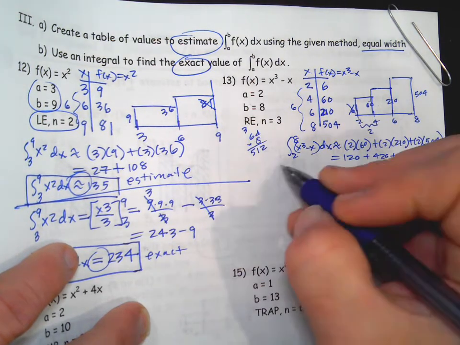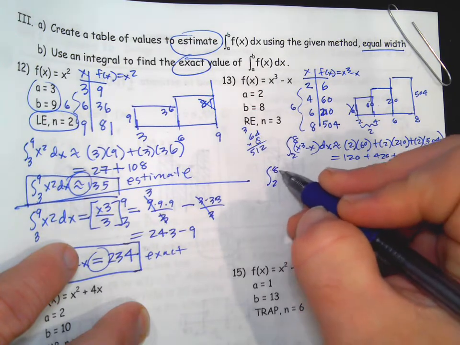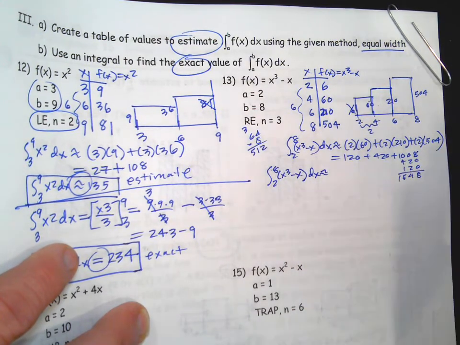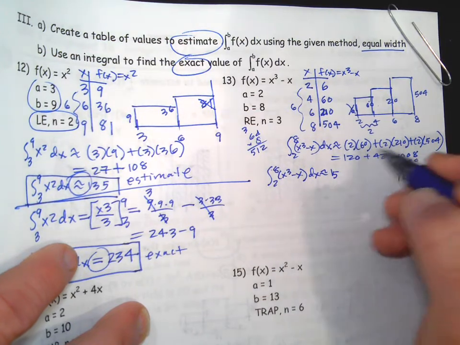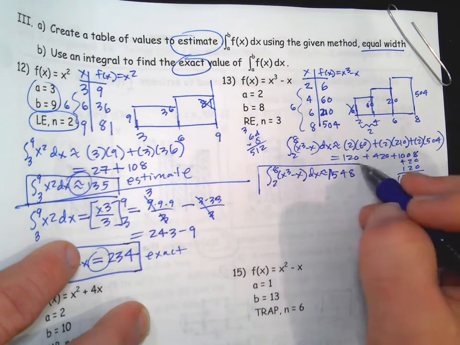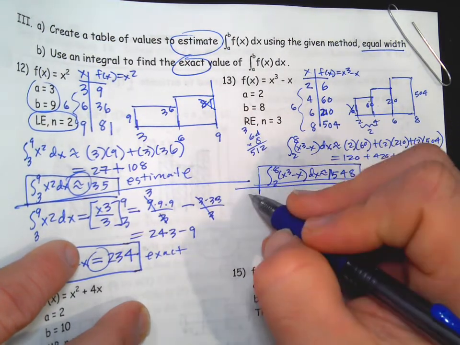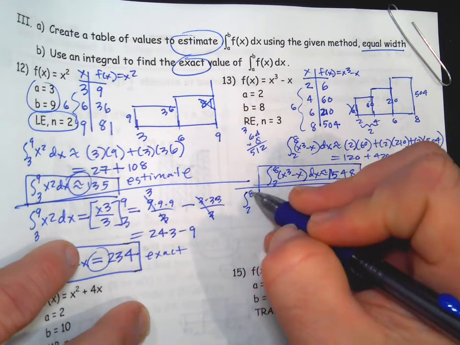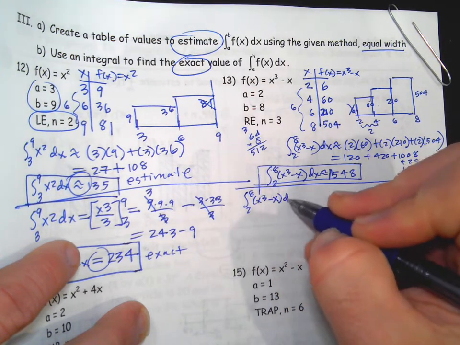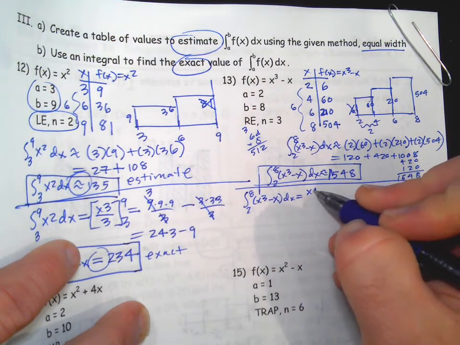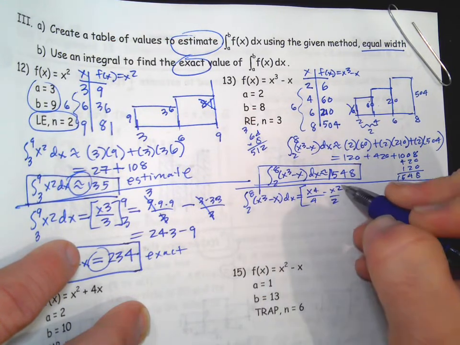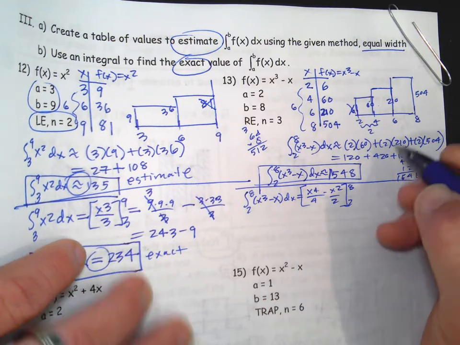All right, so the integral from 2 to 8 of x cubed minus x dx is approximately 1548. Okay, now the exact method. We're going to actually integrate it, and this is something we started doing last unit. So x to the 4th over 4 minus x squared over 2, the antiderivatives, and then we're going to plug limits in, 8 first, then 2.